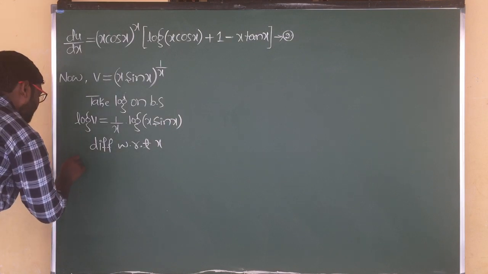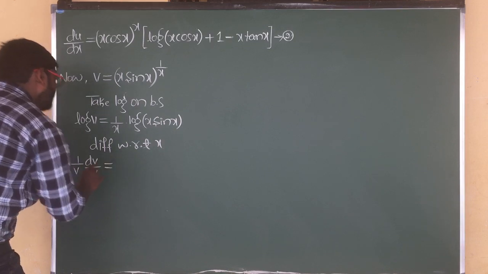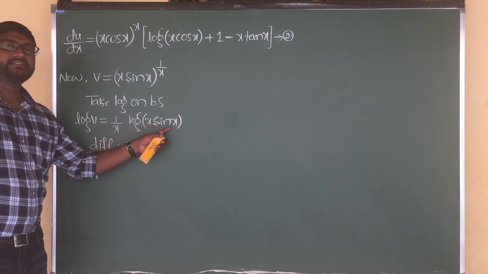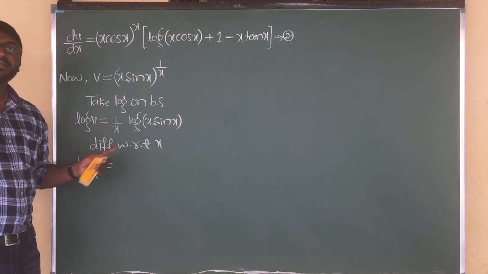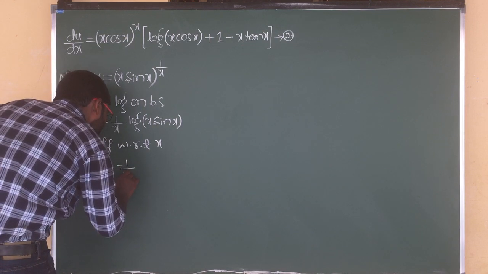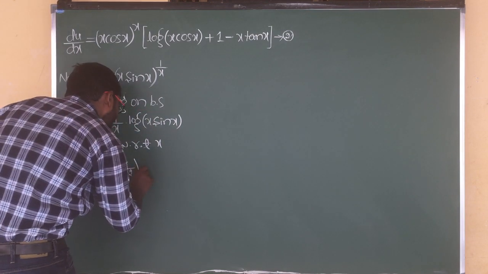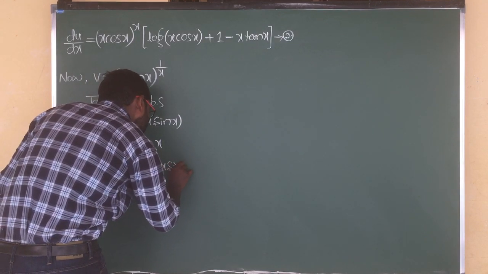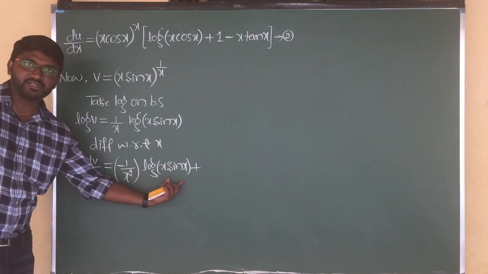With respect to x, we get 1 by v dv by dx, which is equal to, here we have to apply the product rule. So 1 by x is the first term, log of x sin x is the second term. Now we have to go for the derivative of the first term. What is d by dx of 1 by x? It is minus 1 by x square. We get minus 1 divided by x square. Now into the second term, which must be written as it is, log of x sin x. Plus, so see here, u dash v plus u v dash.